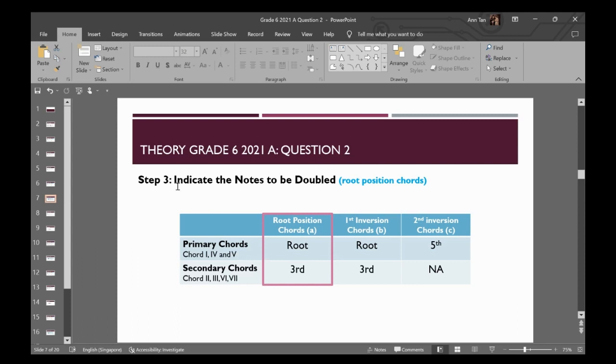And in order to know which are the notes that we double, since SATB, or what we call chorale, has 4 different voices, and chords only have 3 notes, one of the notes needs to be doubled. In primary chords, or the root position chords, the A position, we double the root. And if it's a secondary chord, like chord 2, chord 3, chord 6, chord 7, we double the third of the chord.